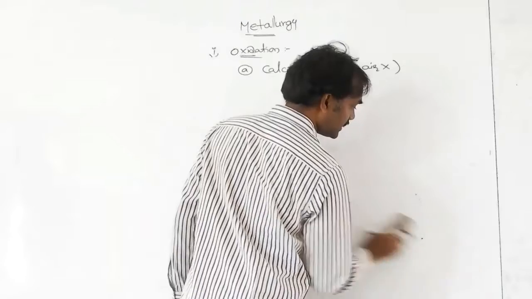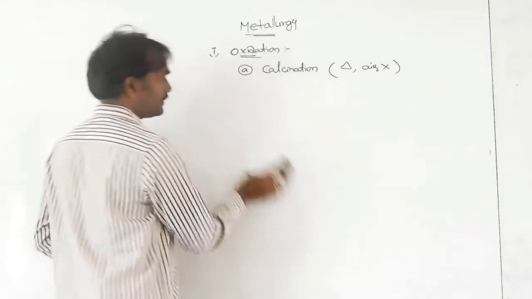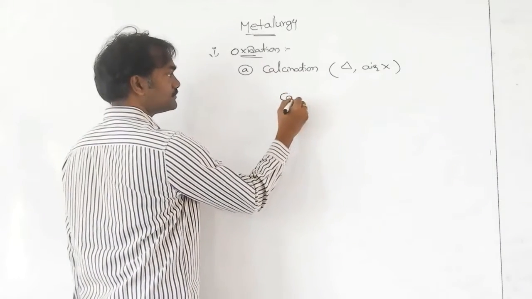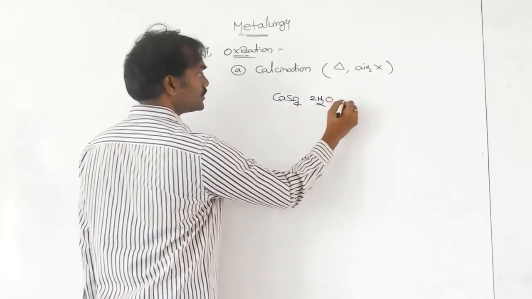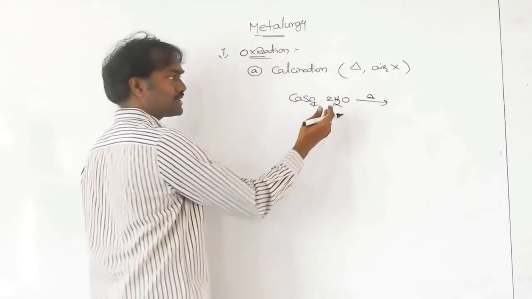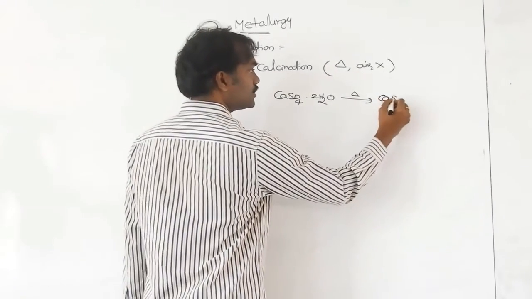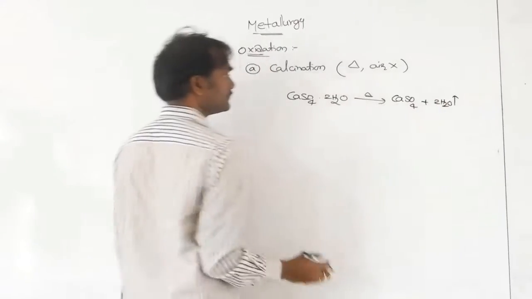So without air, we are heating. Suppose you take gypsum, CaSO4·2H2O. We heat this. First of all, the compounds that are easily eliminated go outside. So CaSO4, and water vapor goes outside.